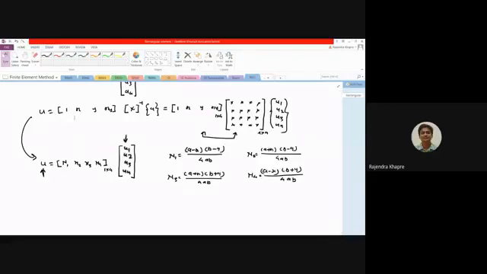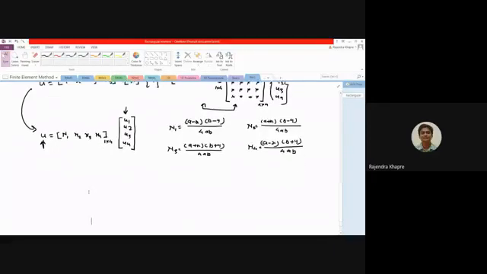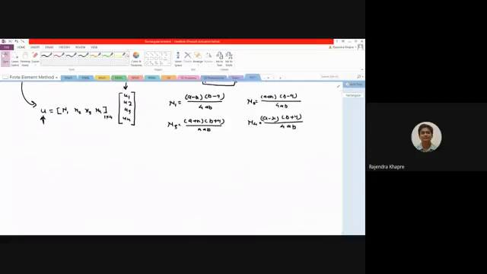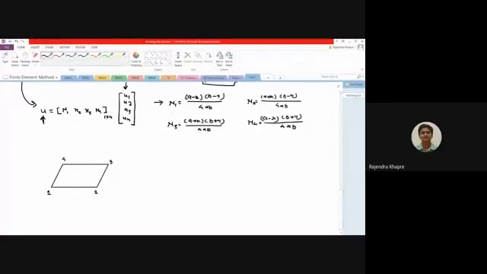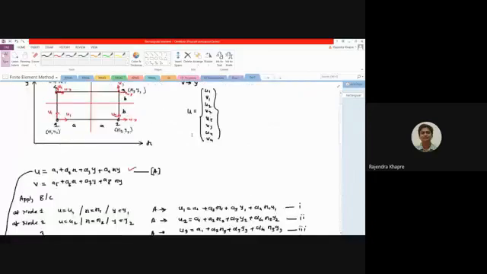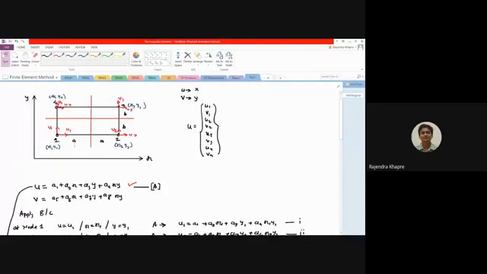Now let us quickly see how the shape function is going to vary. For example, if I draw a rectangle over here, this will be my node 1, this will be node 2, this will be node 3 and this will be node 4. If you talk about your n1, remember that this particular element has a width, which is basically twice a.